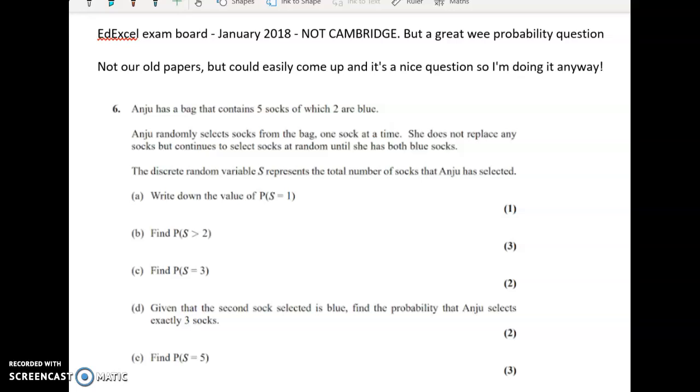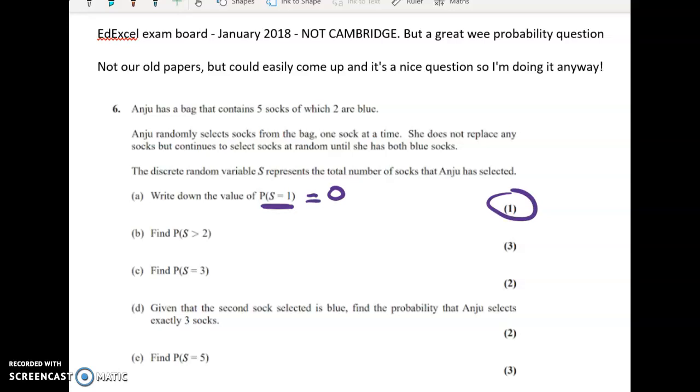And I'm going to do that whole tree before I do this question, except for this first one: write down the value of the probability that she gets 1 sock. Well, clearly she wants to end up with 2 socks, so the probability of getting 1 sock is simply 0, which is probably why it's worth only 1 mark.